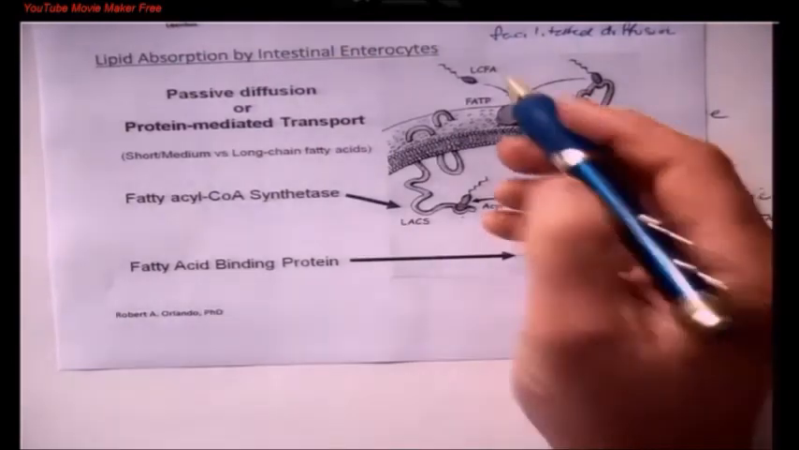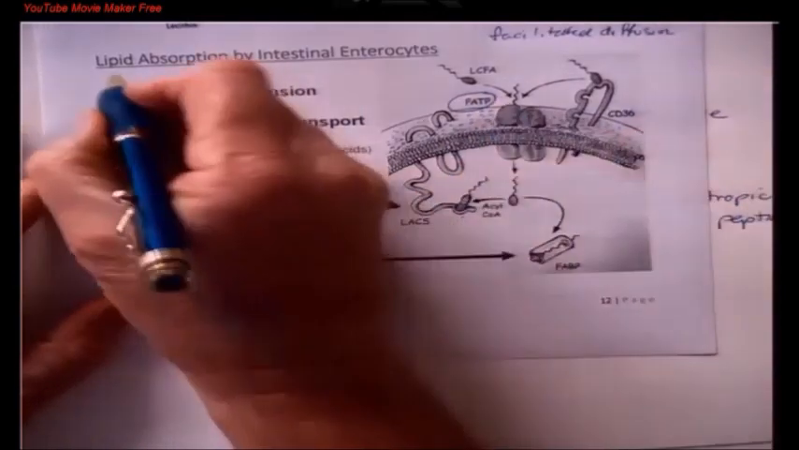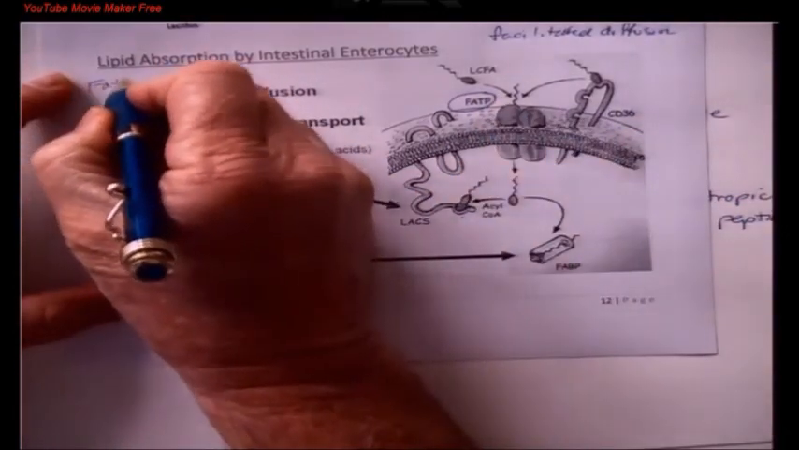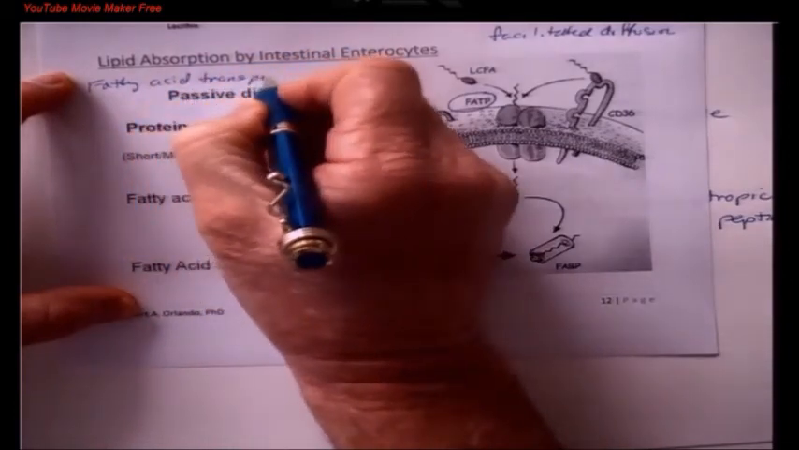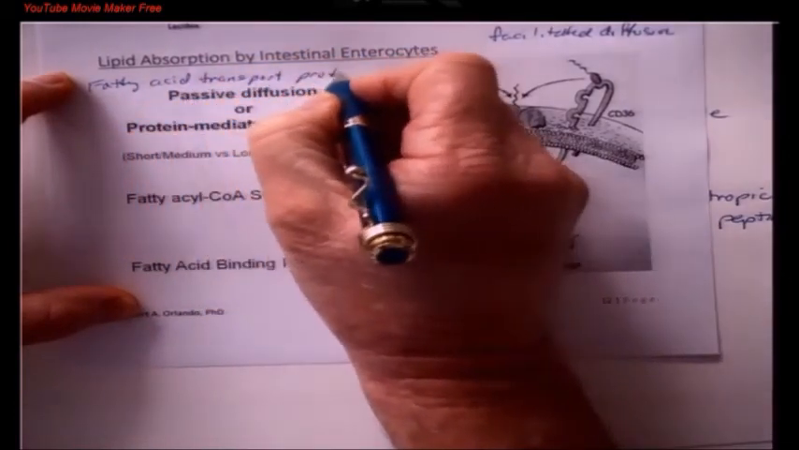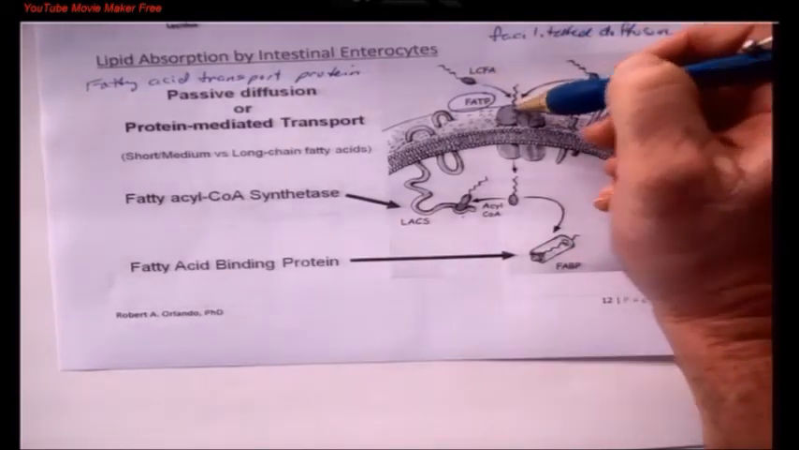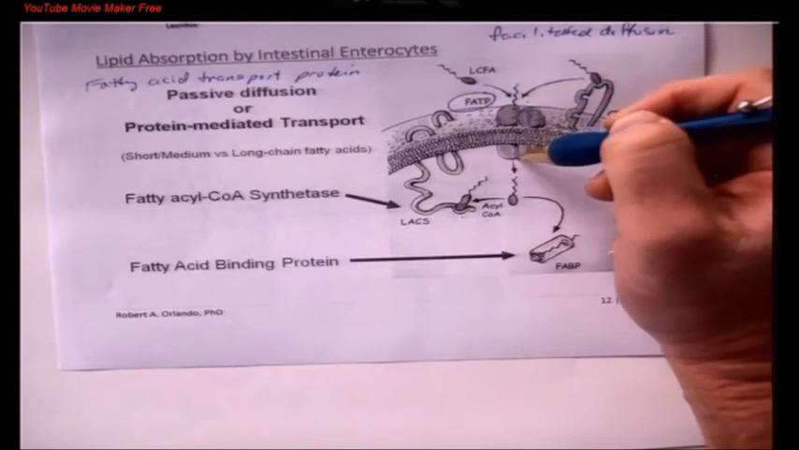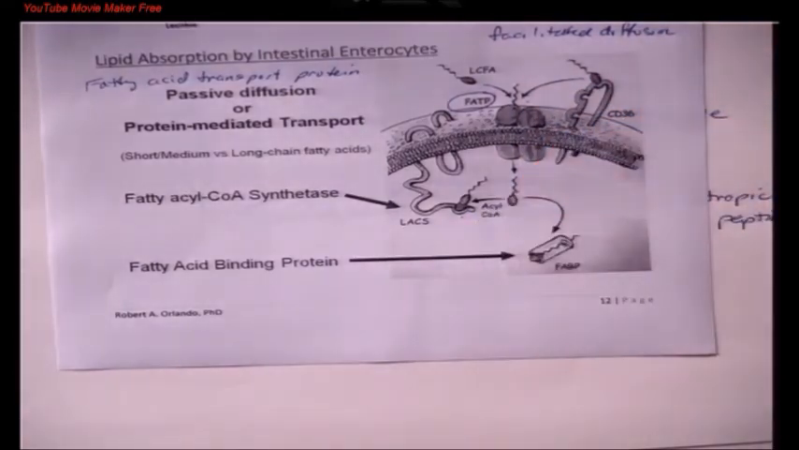What we have are these molecules, FATP, and that stands for fatty acid transport protein. Once the fatty acid binds to this transport protein, it's translocated across the protein and into the cytoplasm. And here is where you'll see your first biochemical reaction.